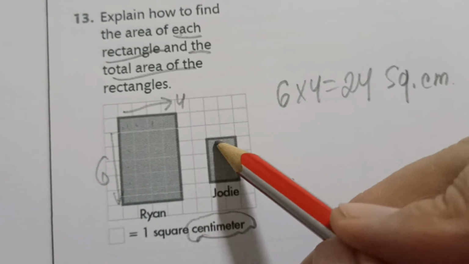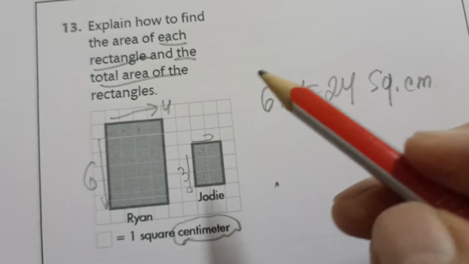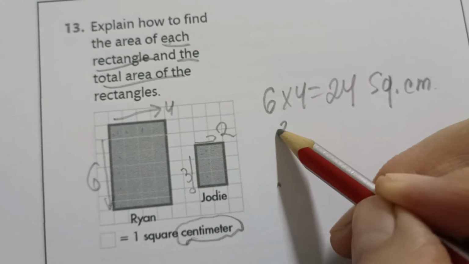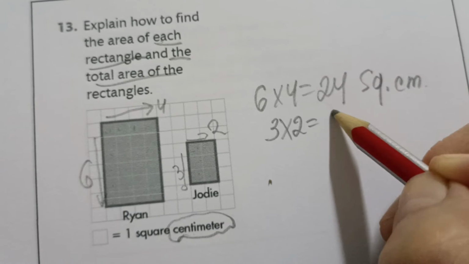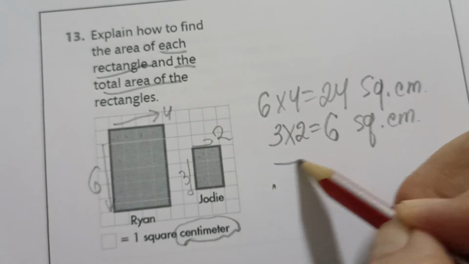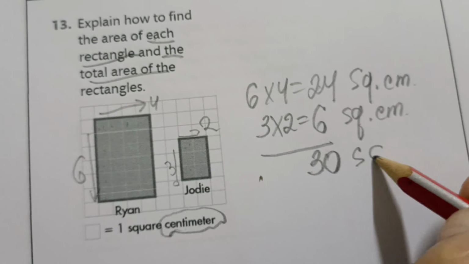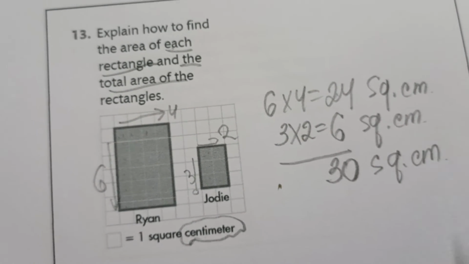The second one, 1, 2, 3 goes down, and 1, 2 goes this way. So 3 times 2 is going to be 6 square centimeters. And together it's going to be 30 square centimeters. That's it.